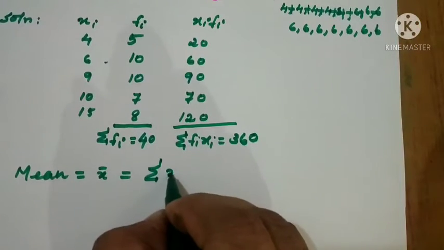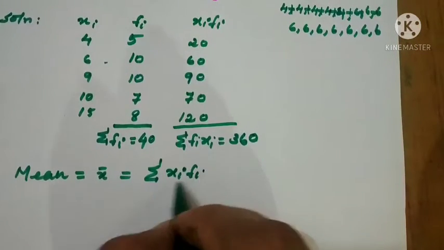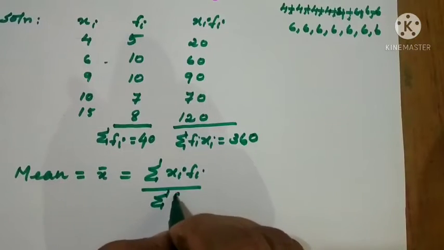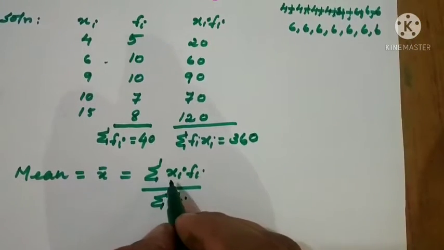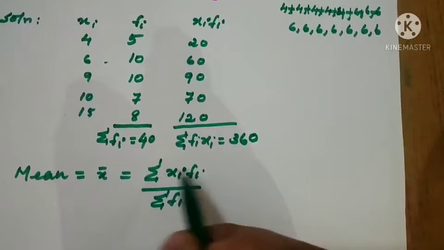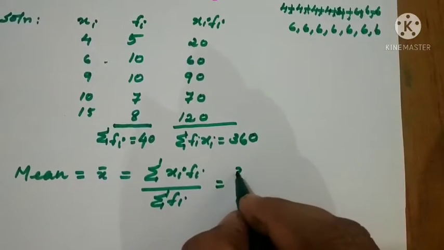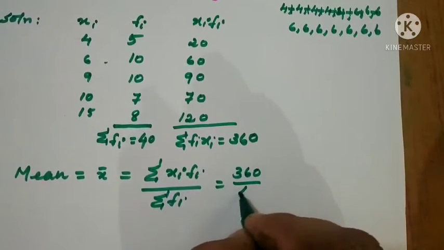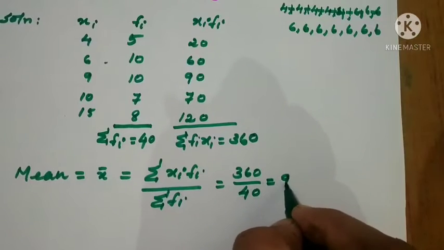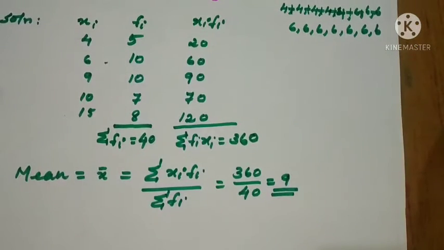sigma xi fi divided by sigma fi. Both are the same, because it's a product, whether fi is written first or xi is written first. So here 360 by 40. So what is the mean? Mean equal to 9. I think you got the idea.